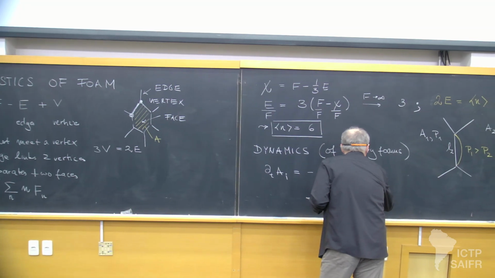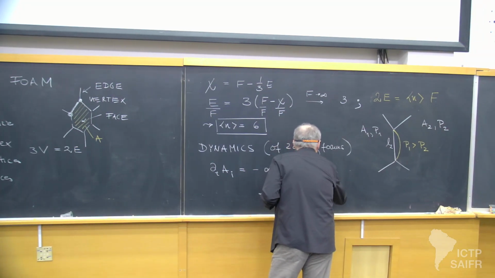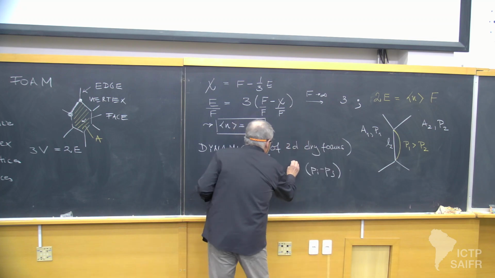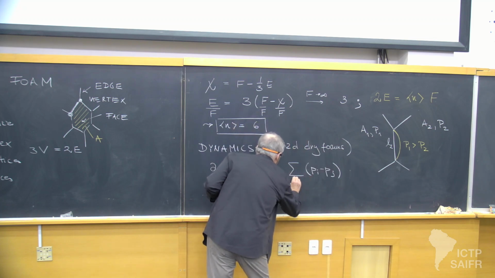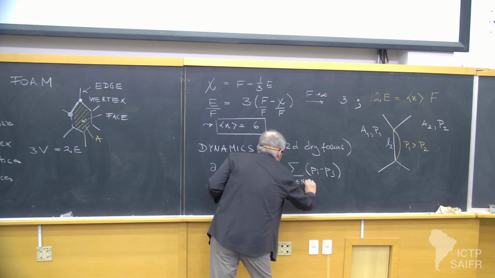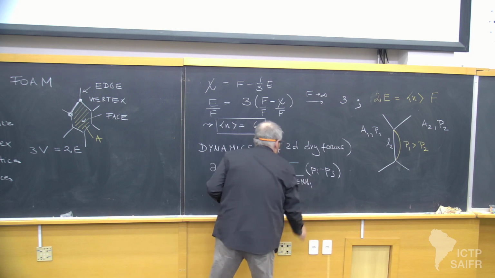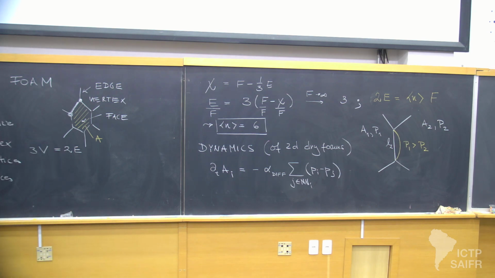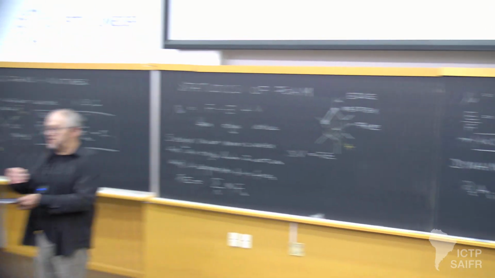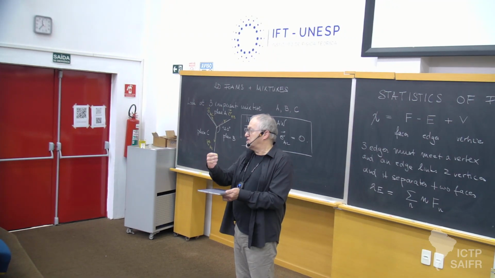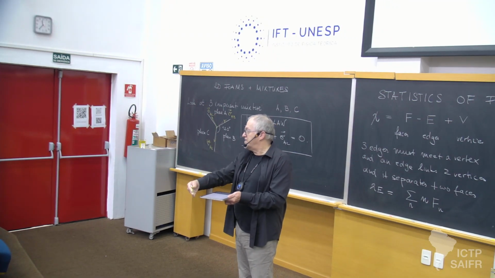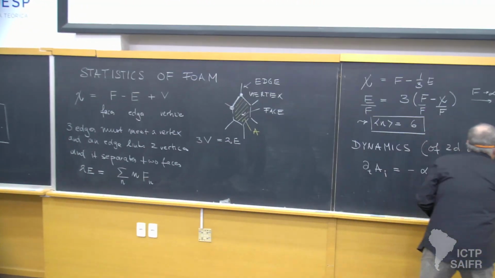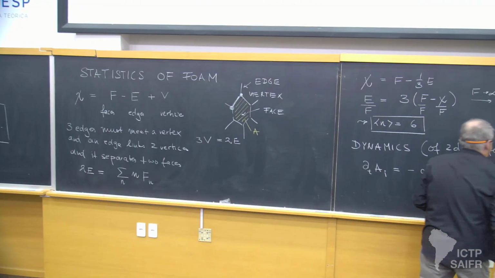There's a pressure difference between my bubble i and its neighbor j, and I have to sum over all j, which are nearest neighbors of i. And I'm missing something here, of course. The flow will be proportional not just to the pressure difference, it will also be proportional to the length of the interface between the two faces, right? So this will be Lj.